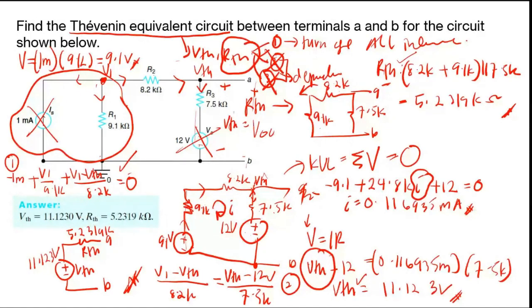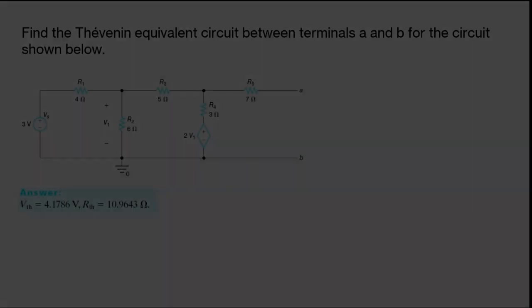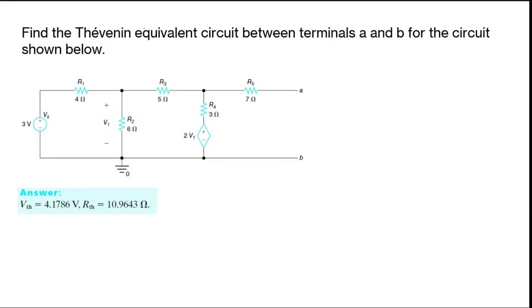Okay, so this is actually up to you. If you feel you don't know how to do the source transformation, you can just use the node method. Okay, now Thevenin as well. So you need to find VTH and RTH. For this one, you know that your circuit has the dependent source here, right?